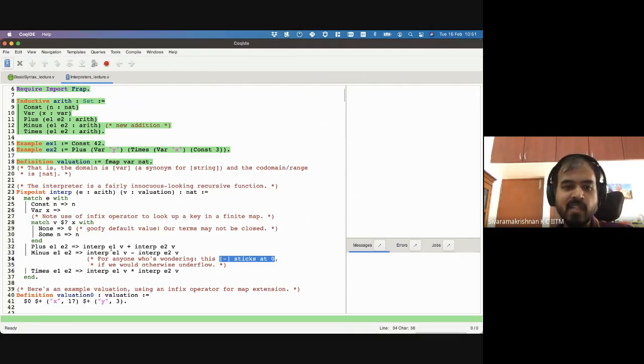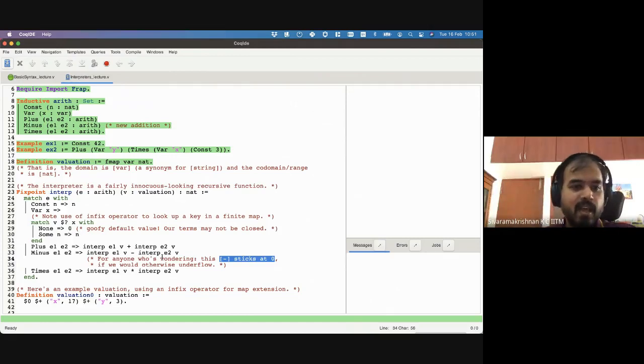So when you subtract 3 minus 7, it's going to stick at 0. This is a fact that you need to keep in the back of your mind, because when you're proving things, you have to be cognizant of this fact. Let's keep it in the back of the mind.